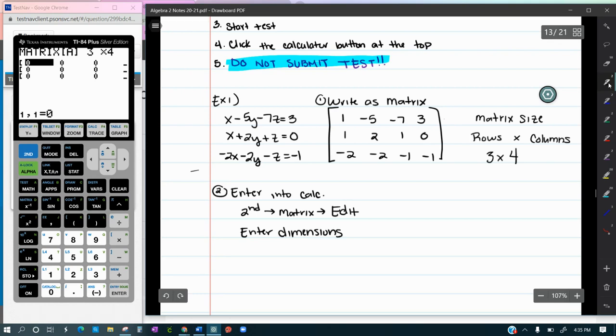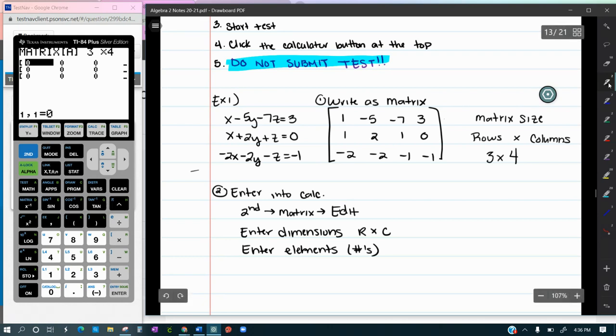So in our case, I'm going to put rows by columns, R by C. Now we can enter in the numbers, and these numbers are actually called elements. Enter the elements, E-L-E-M-E-N-T-S. Basically, those are the numbers that are in your matrix. And again, you can use enter to move left to right.